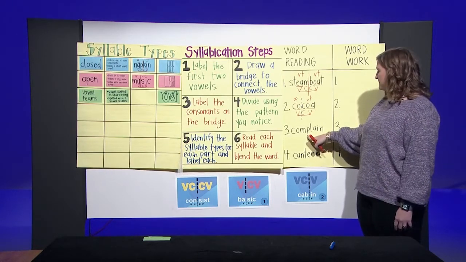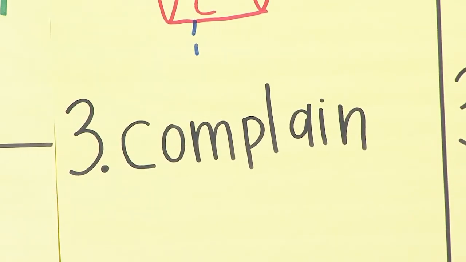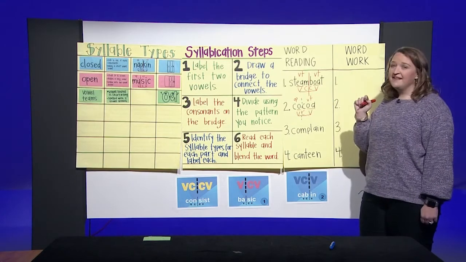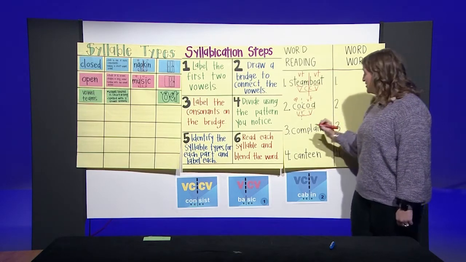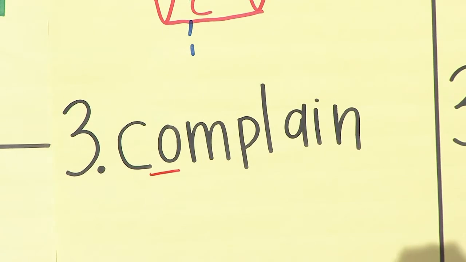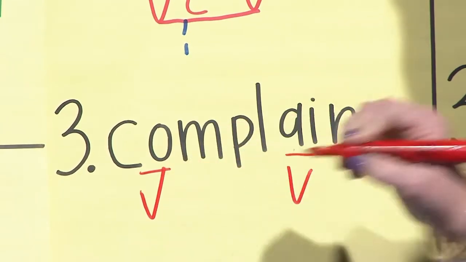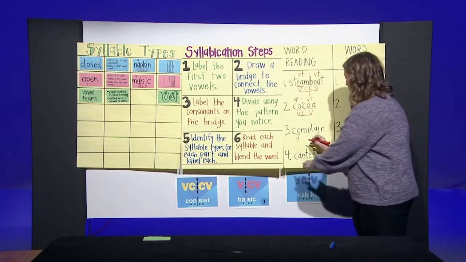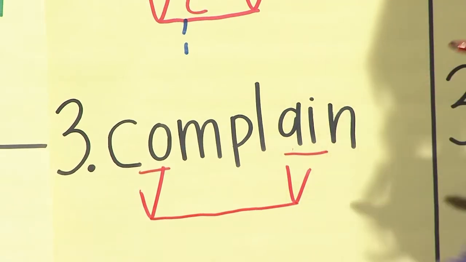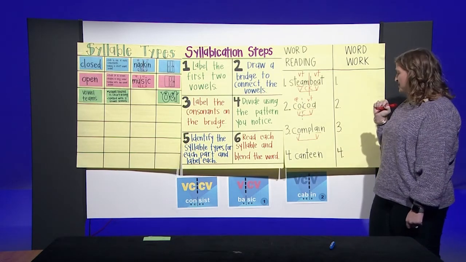All right, let's do the next word. Write this one on your paper. All right, step 1, label your first 2 vowels. I hope you underlined the O and AI because AI is a vowel team. So we're underlining that and putting 1 V under it because it's going to make 1 vowel sound. Step 2, draw your bridge. You're ready for step 3. Label the consonants on the bridge.